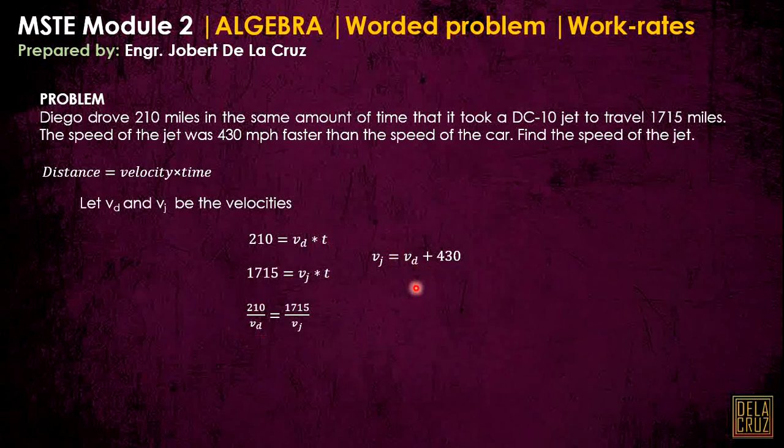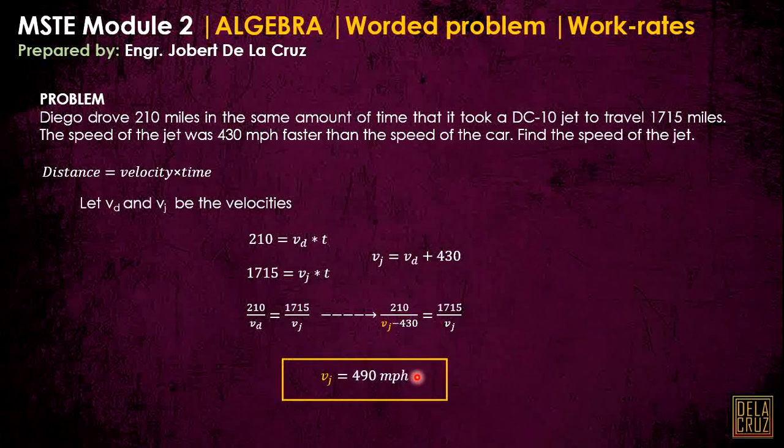But take note, ang hinahanap is find the speed of the jet, VJ. So we can just simply express VD in terms of VJ. I will transpose this 430 dito. So we can just have this. VD is just VJ minus 430. That one is equals to the same value dito. As we can see, the remaining unknown here is the VJ, and we can solve for that. From this you can solve na the VD, the velocity of Diego.